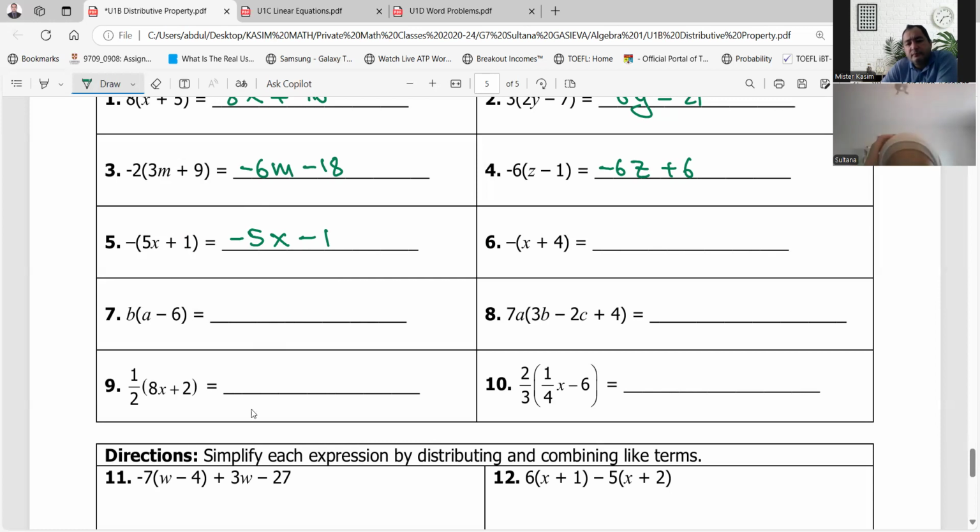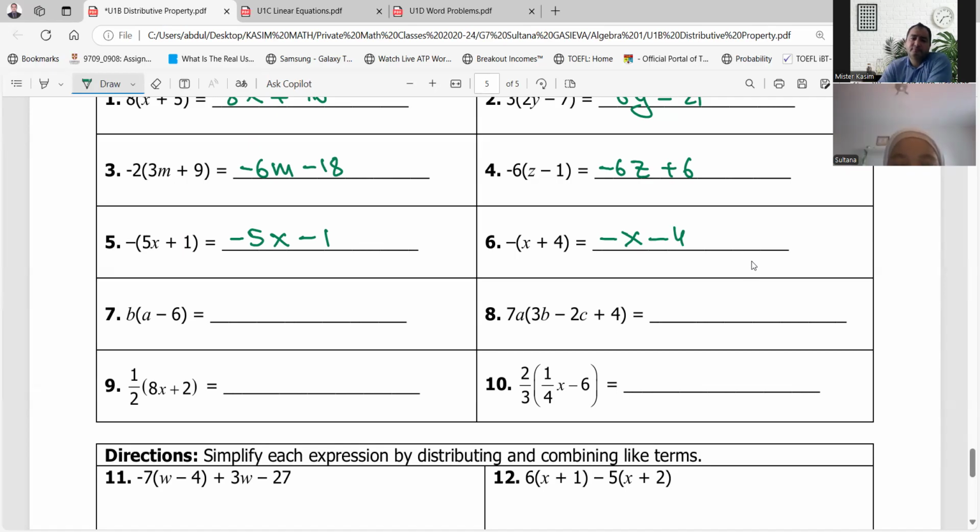Oh, okay. 6. Negative x. Faster, faster, faster. Negative x plus negative 4. What do you mean plus negative 4? Just negative x minus 4. Just say negative x minus 4.